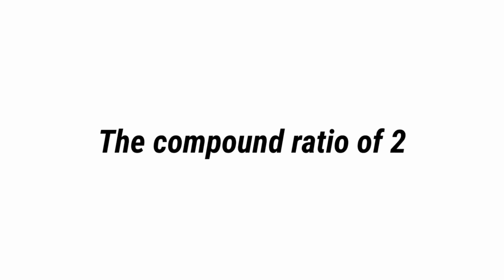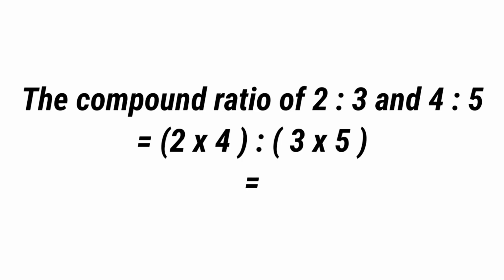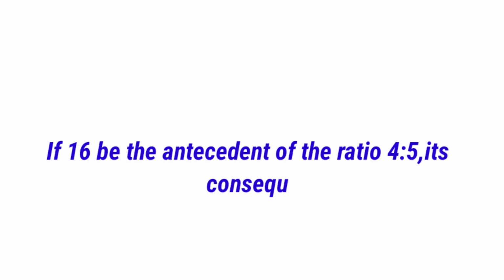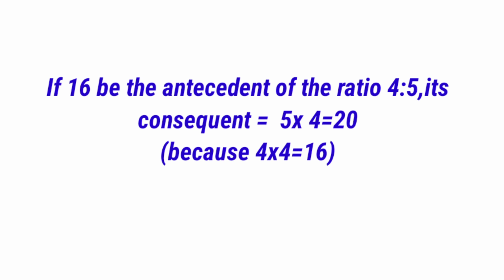How to find out the compound ratio of 2 is to 3 and 4 is to 5? Compound ratio means antecedent into antecedent is to consequent into consequent. So 2 into 4 is to 3 into 5. That is equal to 8 is to 15. 2 and 4 are the antecedents and 3 and 5 are the consequents. Next question. If 16 is the antecedent of 4 is to 5, what is the consequent equal to? 5 into 4 is 20, because 4 into 4 is 16.